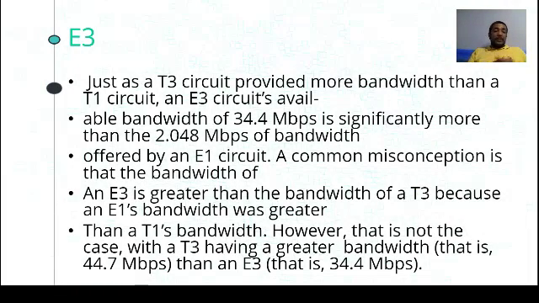Next is what we call the E3 link. Okay? Just as the T3 circuit provides more bandwidth than a T1 circuit, an E3 circuit's available bandwidth of 34.4 megabits per second is significantly more compared to the 2048 kilobits bandwidth of our E1. Most common misconception is that the bandwidth of E3 is greater than the bandwidth of T3 because E1's bandwidth is greater than T1's, right? But that's not the issue. Our E3 is only 34.4 megabits, whereas our T3 link is 44.7 megabits per second.